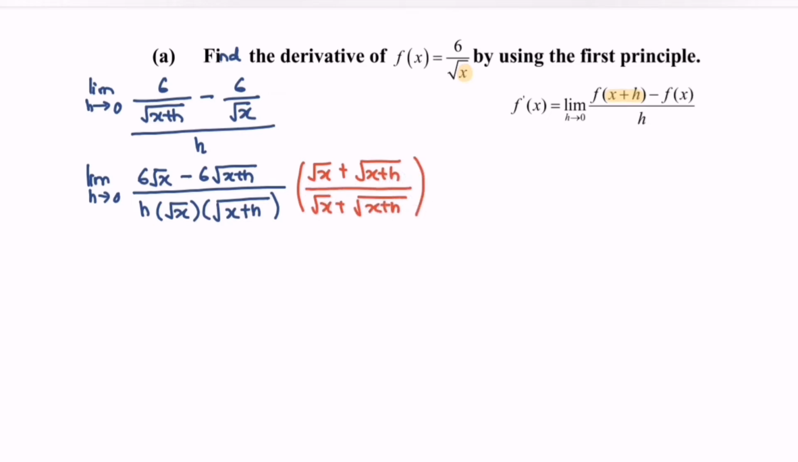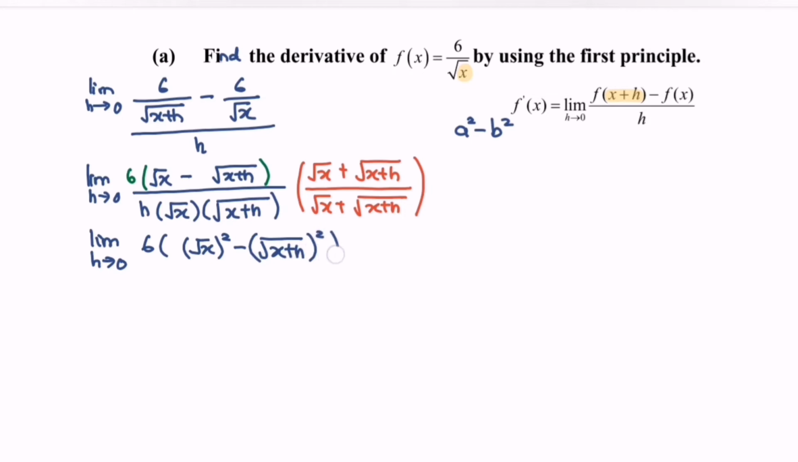For this situation, we have to factor the 6, so kindly rewrite the situation. During the expansion, I only expand one part, which is the numerator. Kindly make use of the formula a squared minus b squared. The reason is we are dealing with the multiplication of conjugates to each other. So the limit as h approaches 0, where we have 6 multiplied with the bracket square root of x squared minus square root of (x + h) squared.